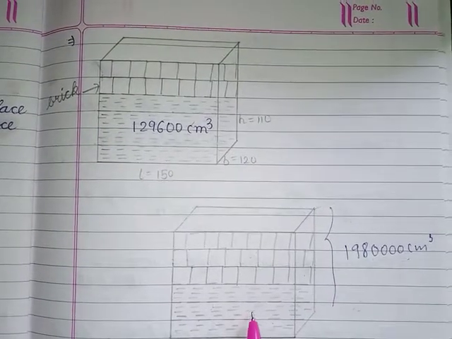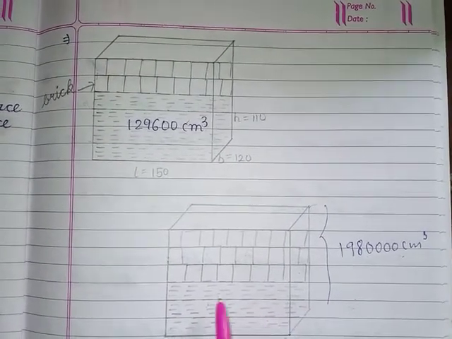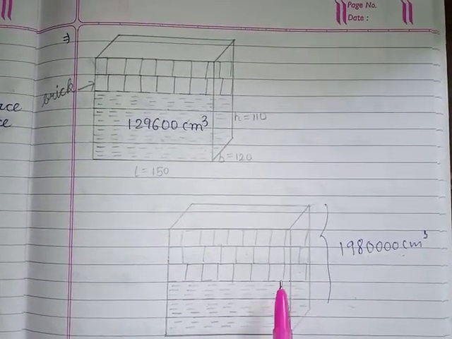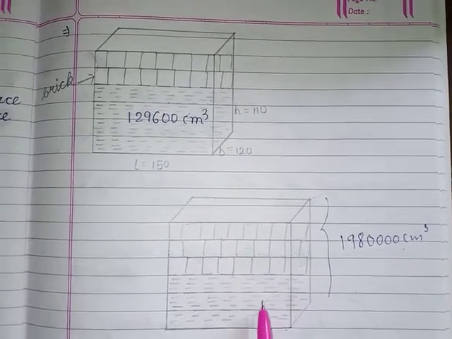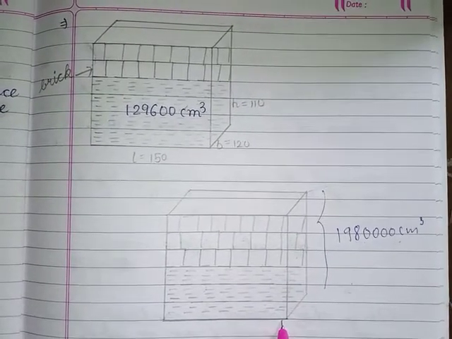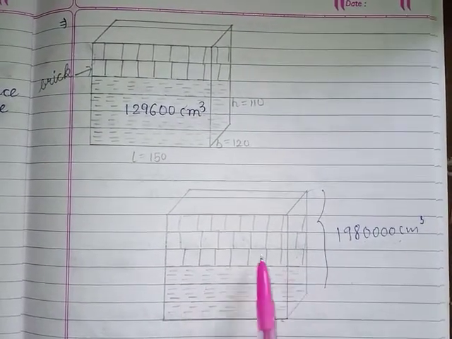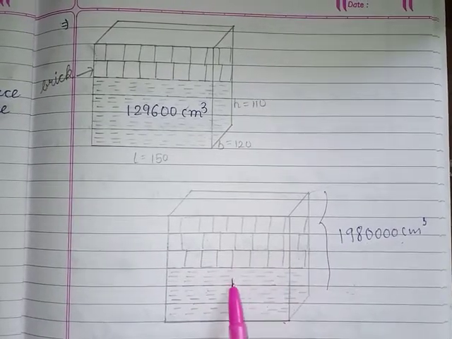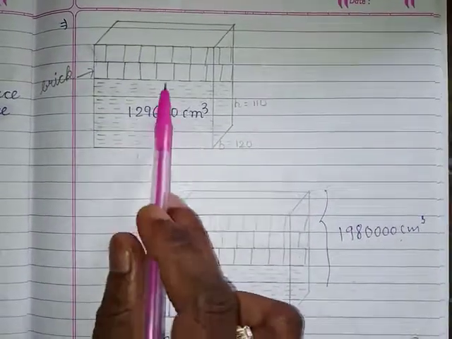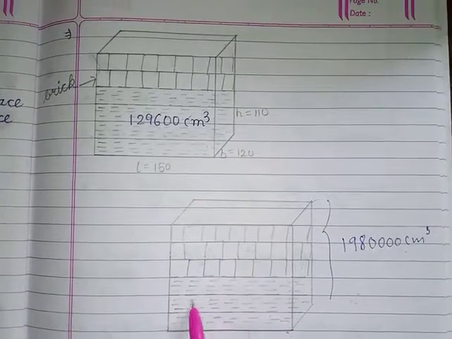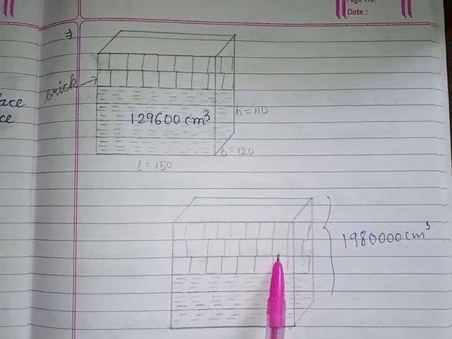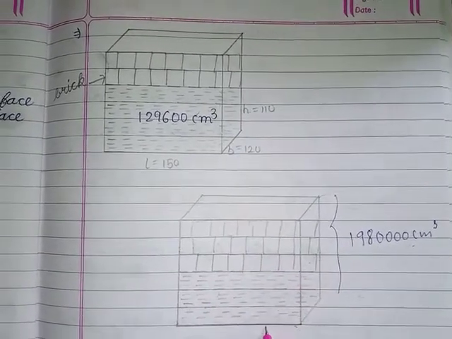Now how will we find this volume of water left? First the volume of 1 brick, then the volume of n bricks, and each brick absorbs 1/17 of its volume. So the volume of n bricks divided by 17, subtracted from the initial water that was filled, will give you the water left in the cistern after putting the bricks. Again, these steps are very much important.